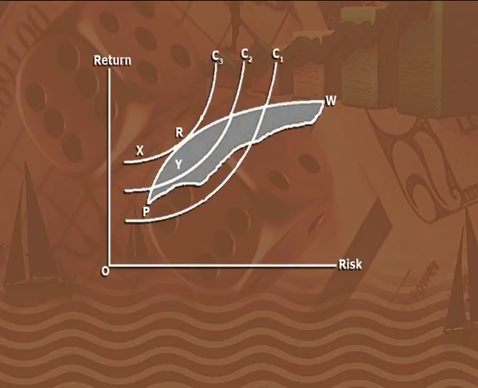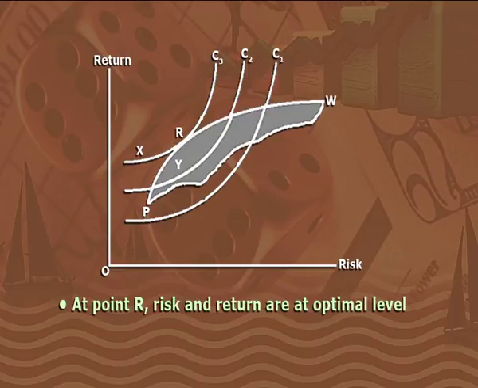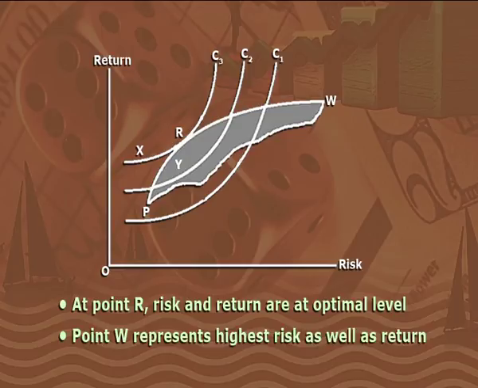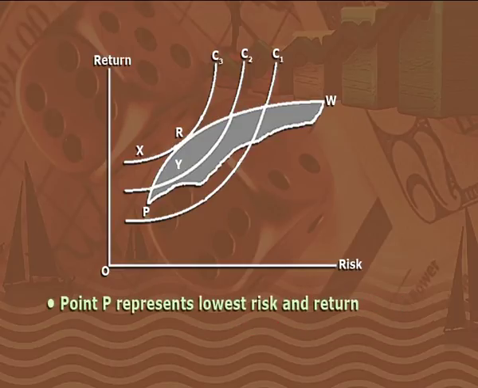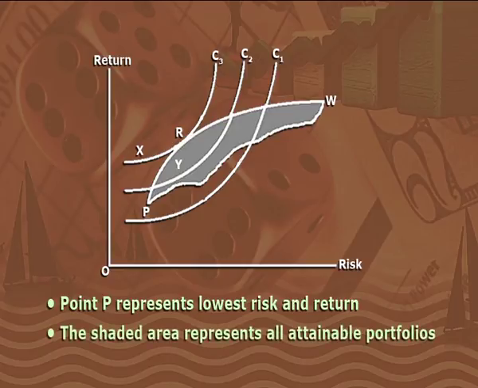This concept of efficient frontier and the optimal point location is explained like this. At point R, risk and return are at optimal level. Point W represents highest risk as well as return. Point P represents lowest risk and return. The shaded area represents all attainable portfolios. Thus, the investor has to select among these attainable portfolios based on his individual risk return preference.